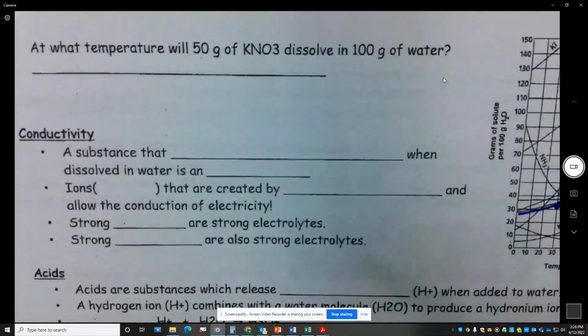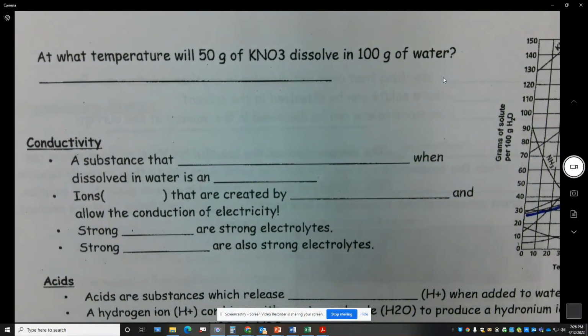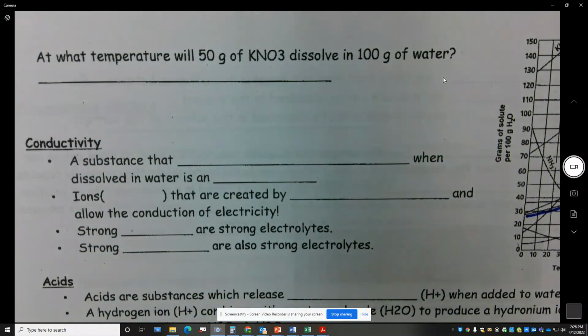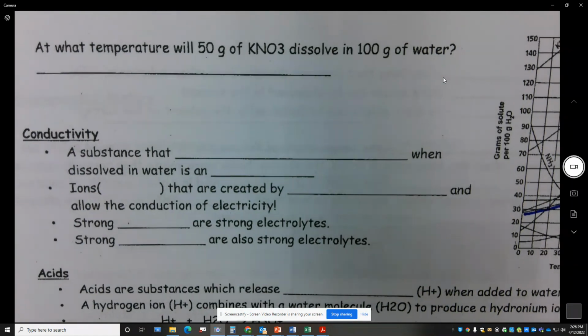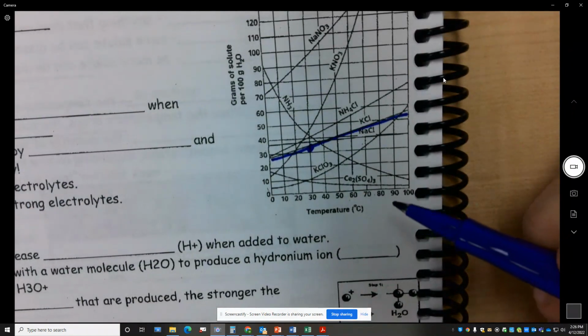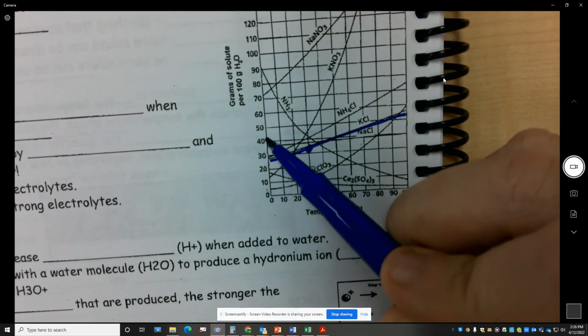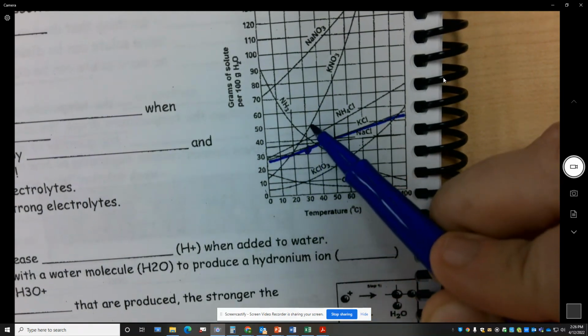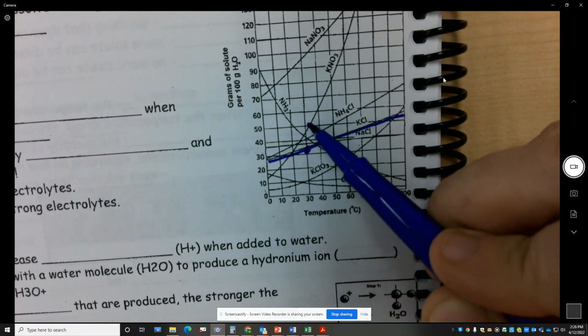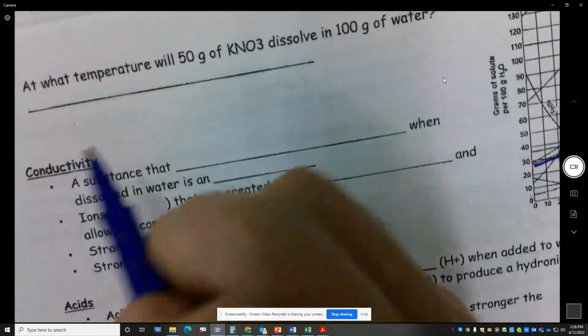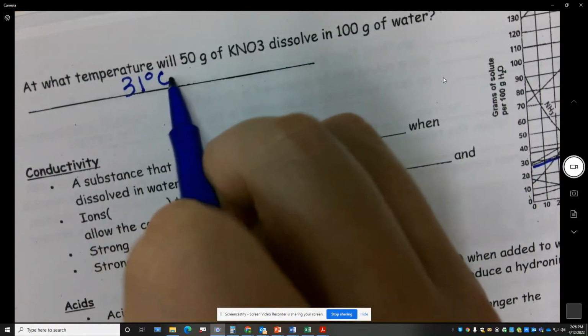And then the last thing I want you to do today, it says at what temperature will 50 grams of KNO3 dissolve in 100 grams of water? So KNO3, and I'm looking at 50 grams. So I come over here, that's this curve right here, and it hits at about 31 degrees Celsius. Okay, so that's all for part 2 with the solutions and solubility curve.